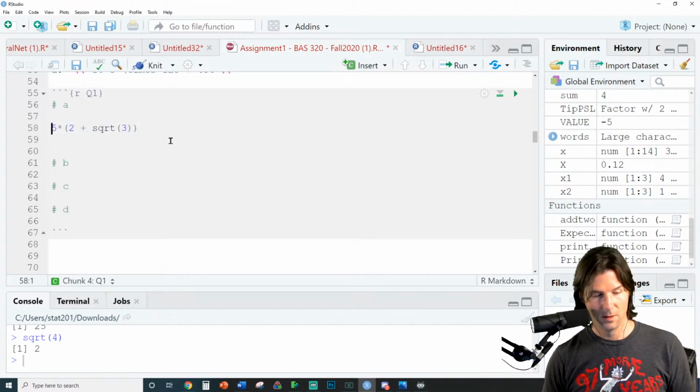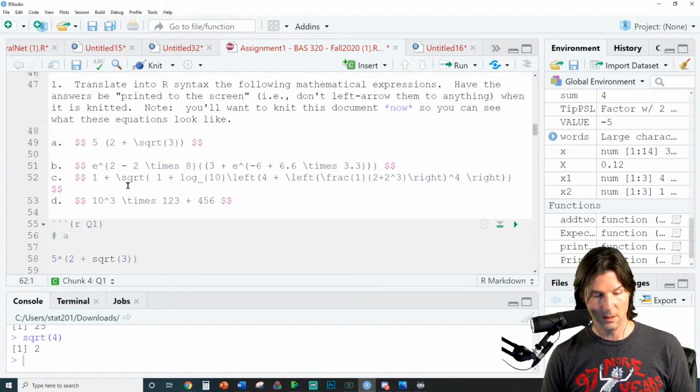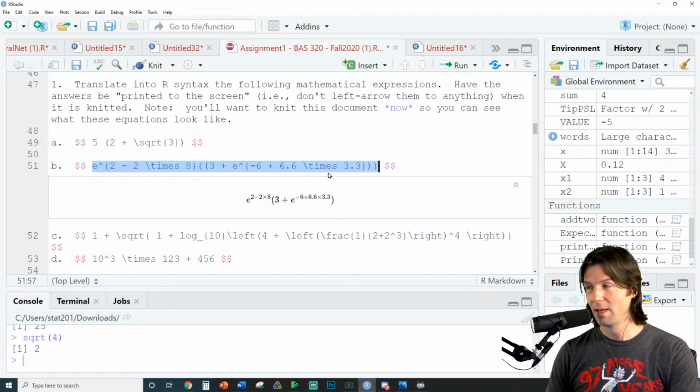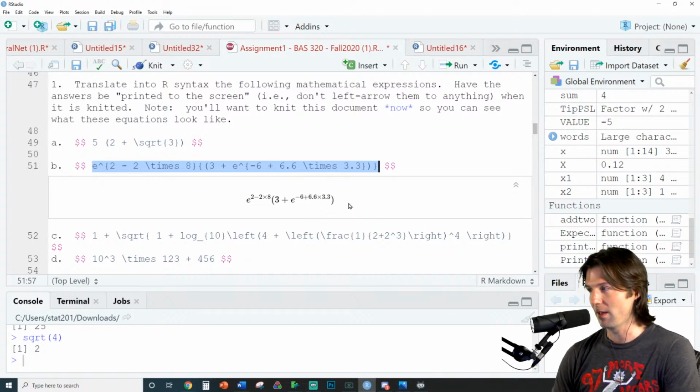And we will continue on. Let's take a look at the next thing right here. We've got this one right here. This one looks even crazier. So here's how I suggest doing this. I mean, this one is absolute insanity.